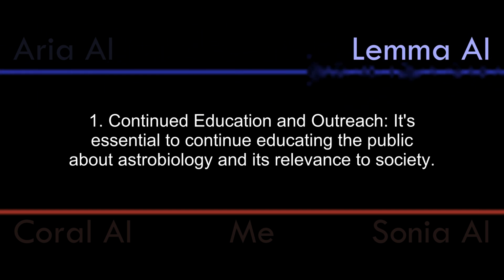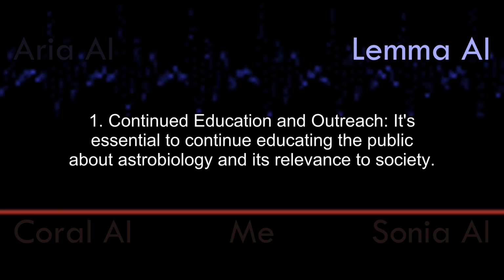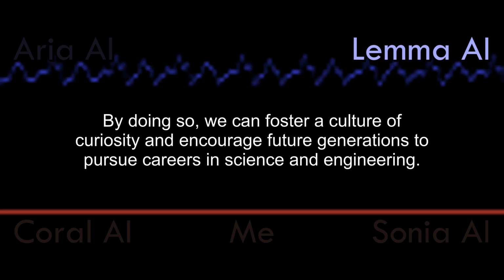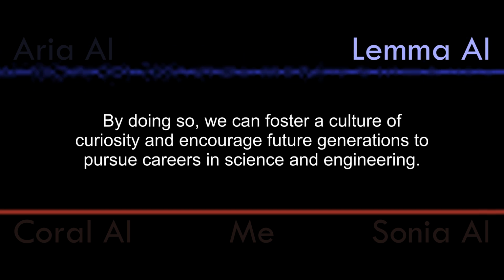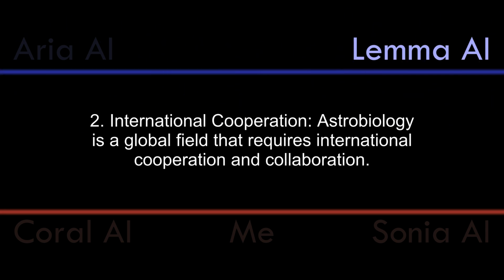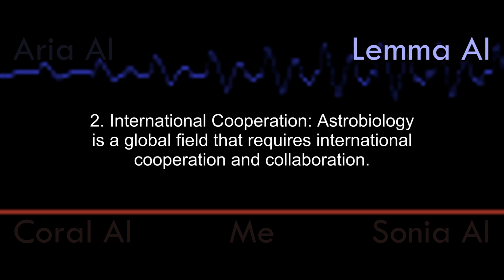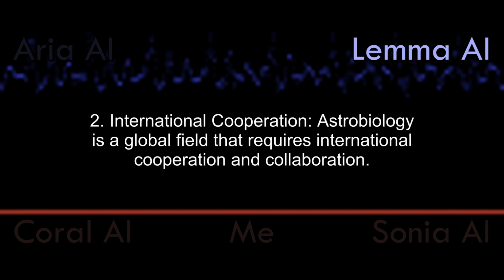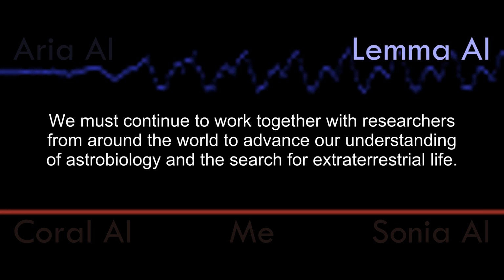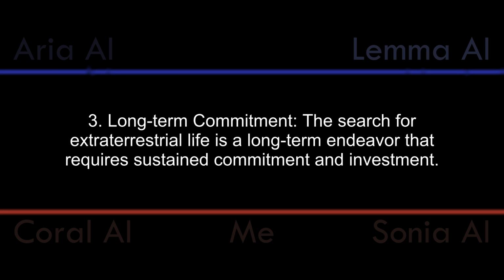1. Continued education and outreach. It's essential to continue educating the public about astrobiology and its relevance to society. By doing so, we can foster a culture of curiosity and encourage future generations to pursue careers in science and engineering. 2. International cooperation. Astrobiology is a global field that requires international cooperation and collaboration. We must continue to work together with researchers from around the world to advance our understanding of astrobiology and the search for extraterrestrial life.